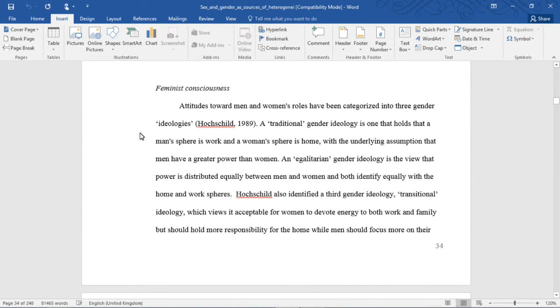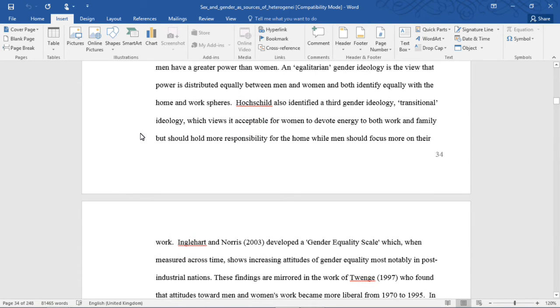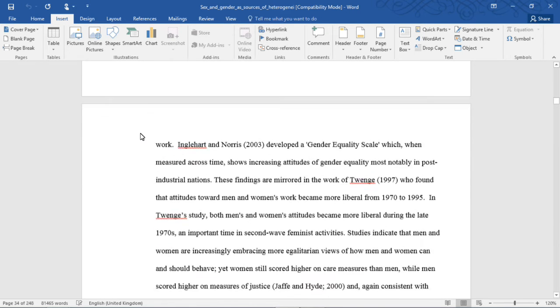Feminist consciousness. Attitudes toward men and women's roles have been categorized into three gender ideologies. A traditional gender ideology is one that holds that a man's sphere is work and a woman's sphere is home, with the underlying assumption that men have a greater power than women. An egalitarian gender ideology is the view that power is distributed equally between men and women, and both identify equally with the home and work spheres. Hochschild also identified a third gender ideology, transitional ideology, which views it as acceptable for women to devote energy to both work and family, but should hold more responsibility for the home, while men should focus more on their work.